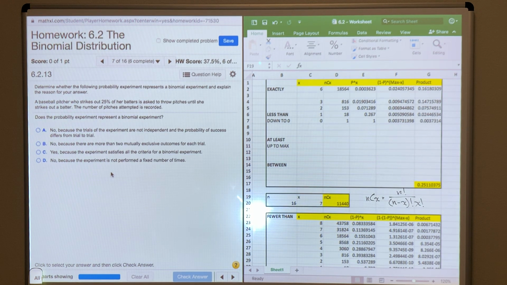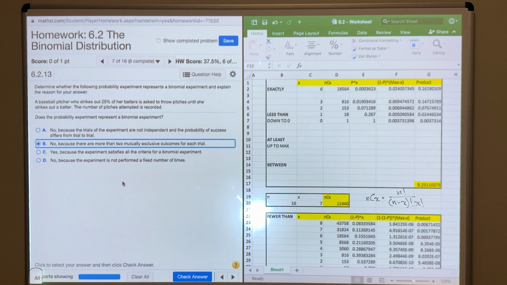What they're really trying to do is get you to understand that every time the pitcher throws a new ball, it's a whole new ball, literally. So that would mean that every pitch, from trial to trial, is indeed independent. So I don't think A is the right answer.